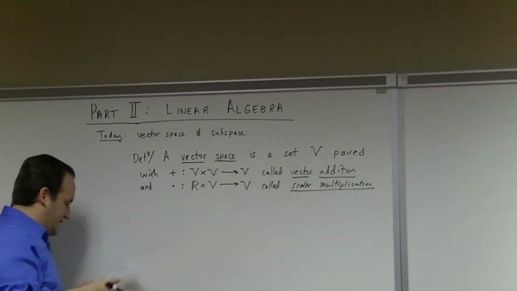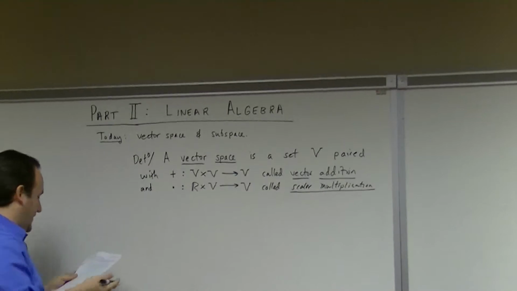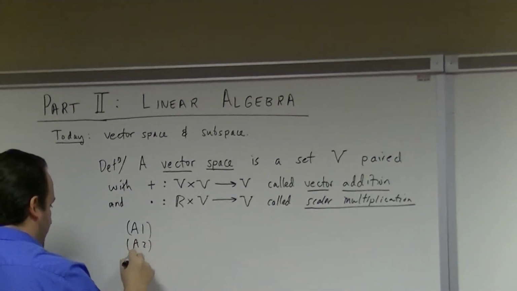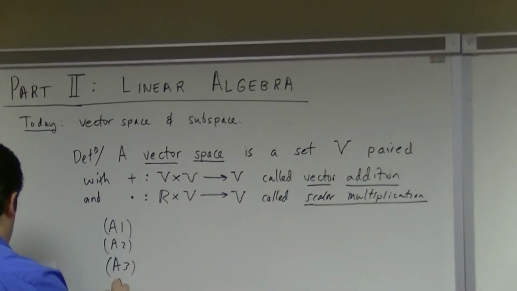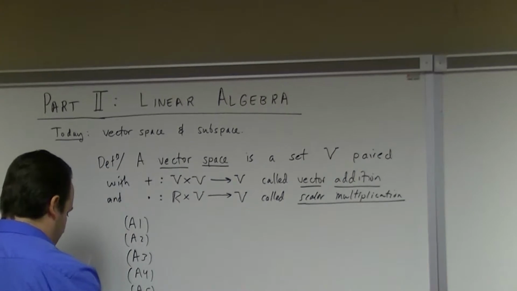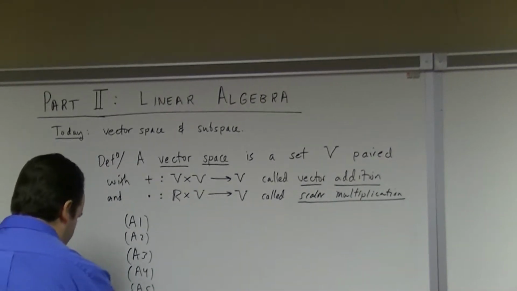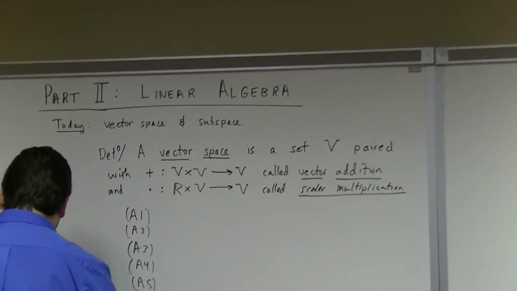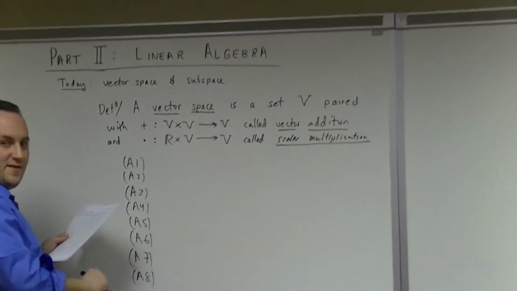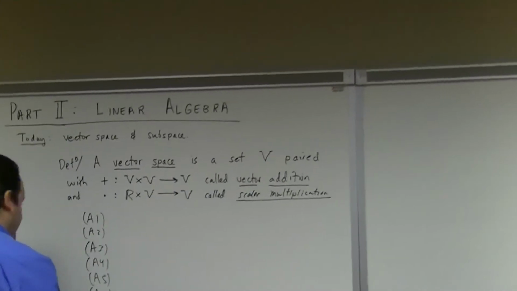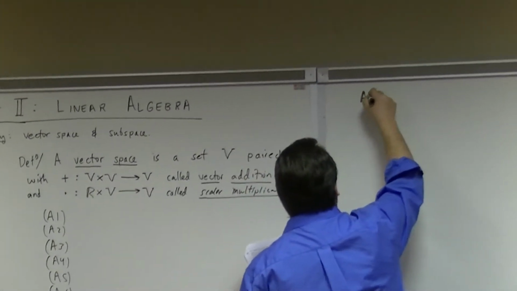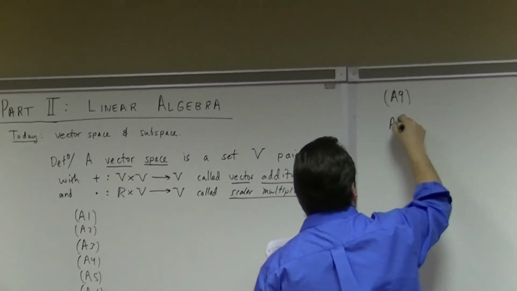More than that, we have to satisfy certain axioms. So here are the axioms: axiom 1, axiom 2, axiom 3, axiom 4, axiom 5, axiom 6, axiom 7, axiom 8. I guess I'll go over here. Axiom 9 and axiom 10. All right, I think that's enough.